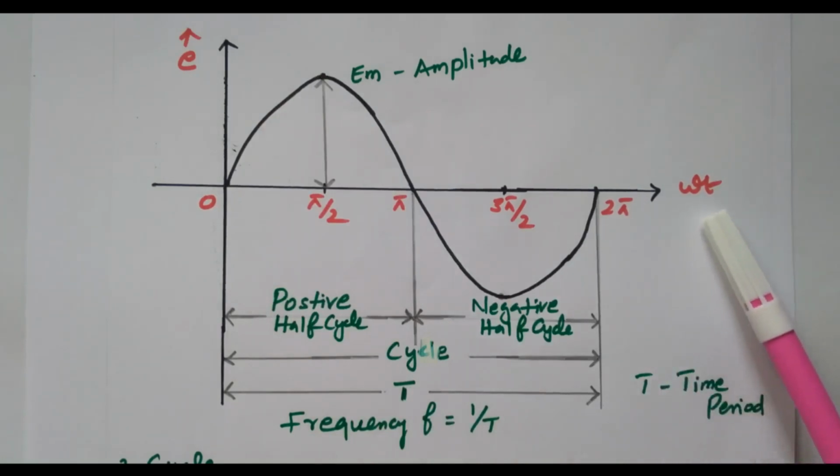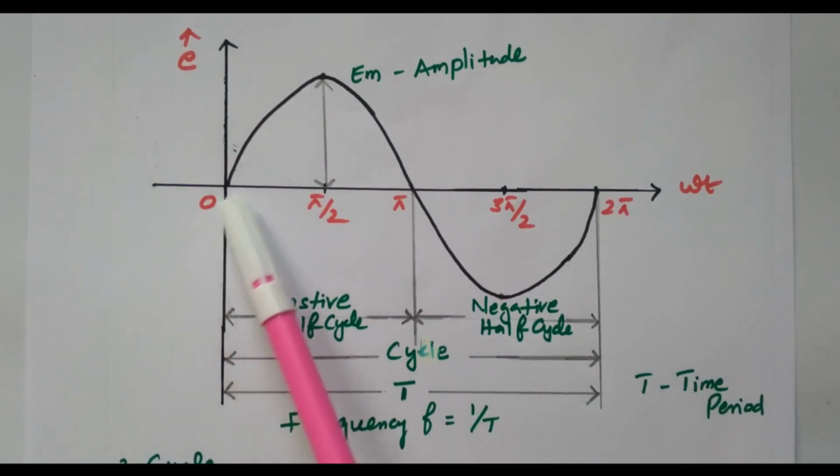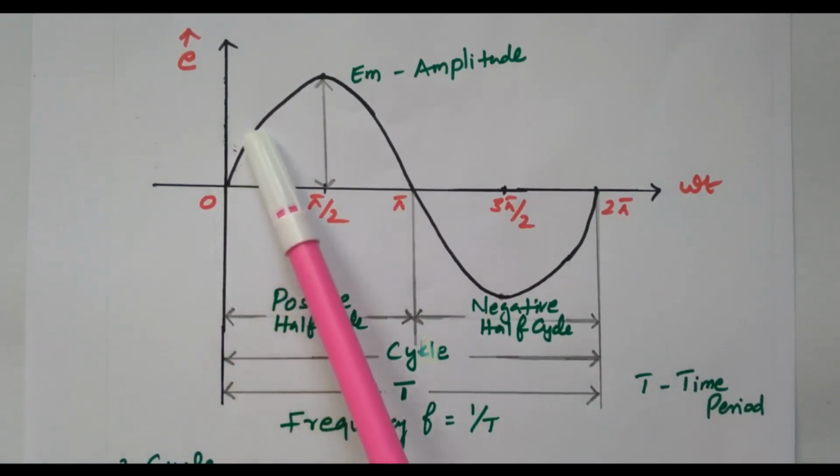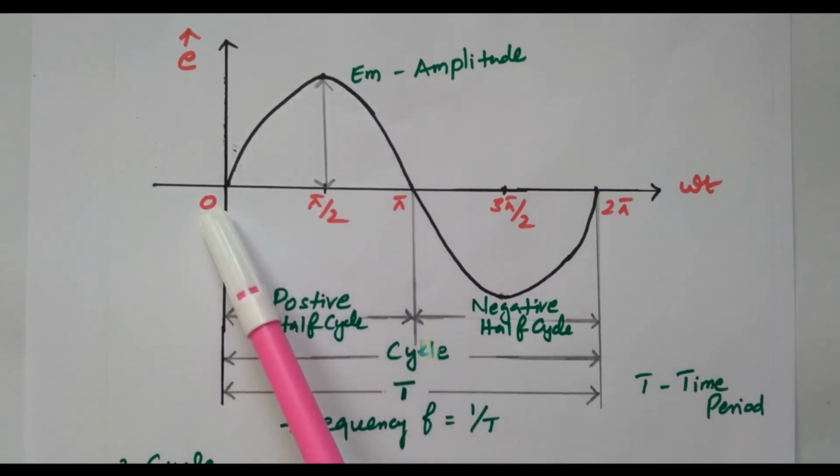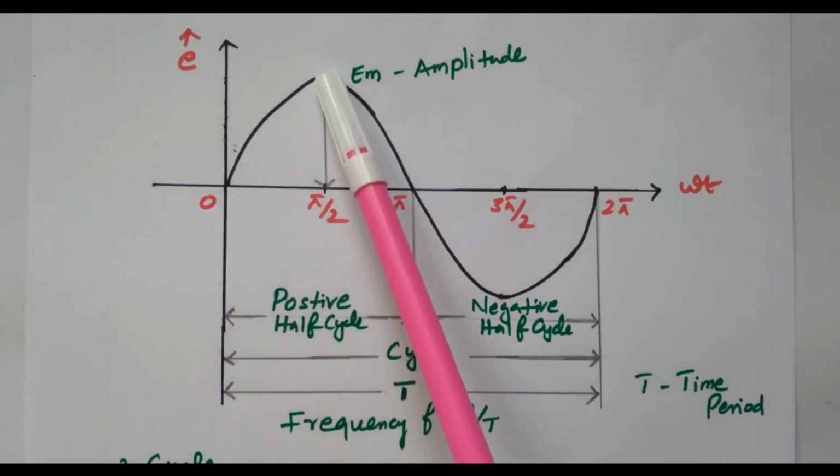It is drawn between time period and voltage. See, at 0 degree the voltage is 0, then it keeps on increasing and reaches the maximum value. Here sine theta equals 0 degree, and here sine theta is 90 degree.